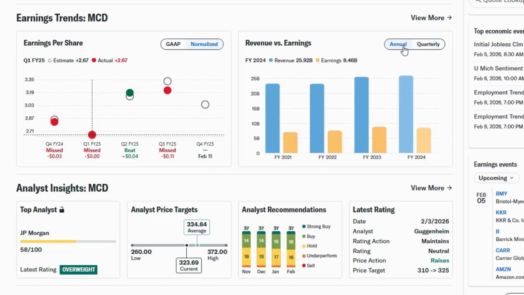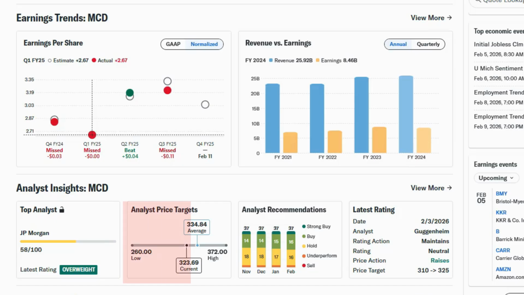on short-term performance. Now let's drop down into Analyst Insights, which shows how professional analysts currently view the stock. On the left, we see top analyst coverage. Here, Yahoo Finance highlights a major firm, in this case, JP Morgan, along with a confidence score and their most recent rating. An overweight rating typically means the analyst expects the stock to outperform others in its sector.